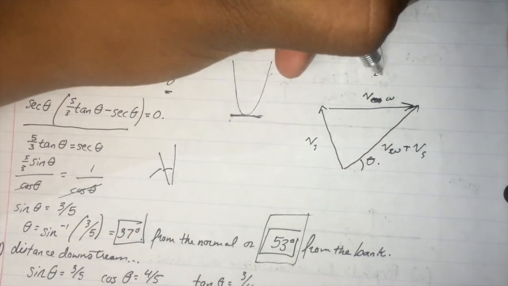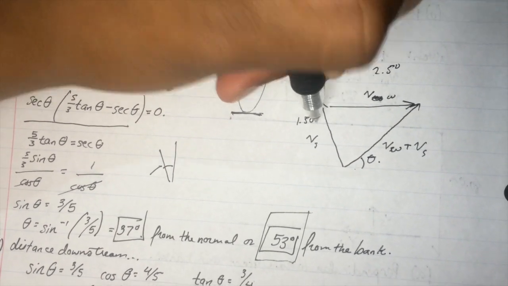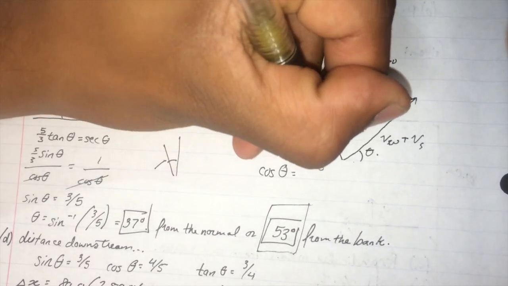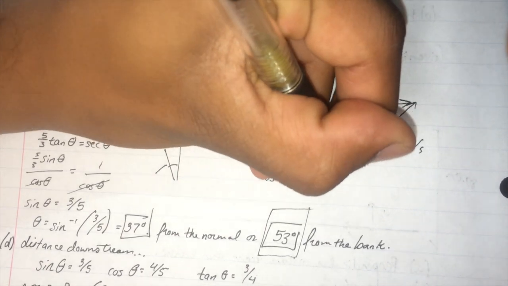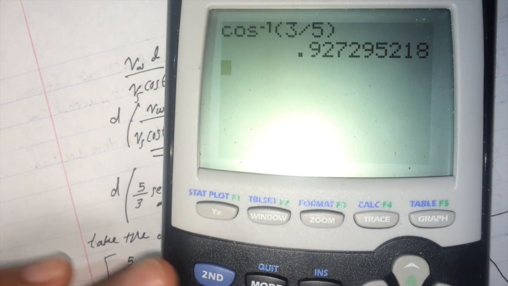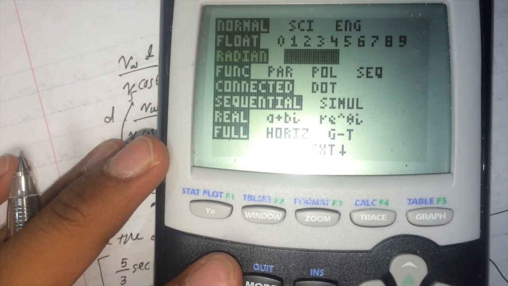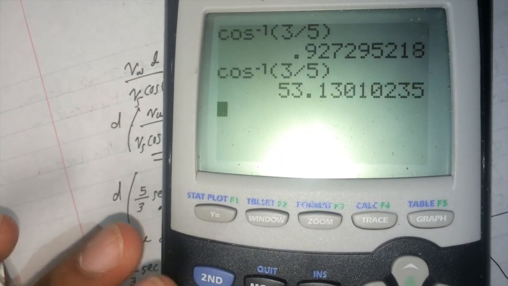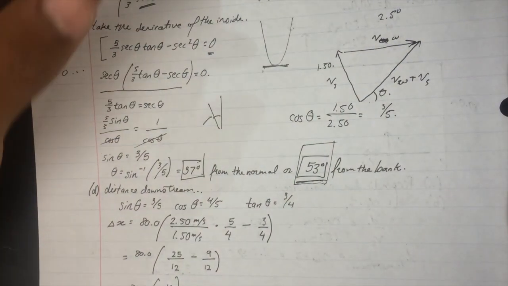So pretty much what they said is that theta, if you know this is 2.50 and this is 1.50, the way to minimize it would be to take the cosine of theta to equal 1.50 over 2.50, and that would be 3/5. So if you take the cosine inverse of that, sorry, we're in the wrong mode, 1 second, let me change to degrees. We get 53, so it's the same idea. So that's our answer, 53 degrees, however you want to come to it.